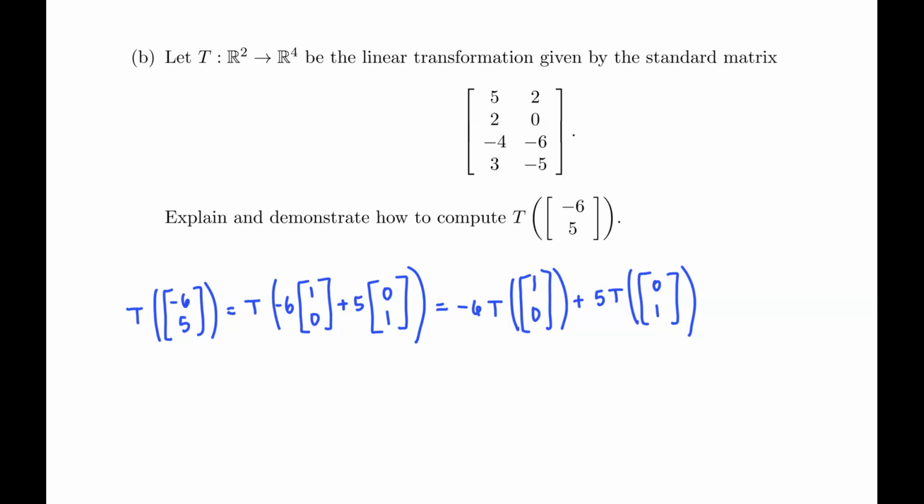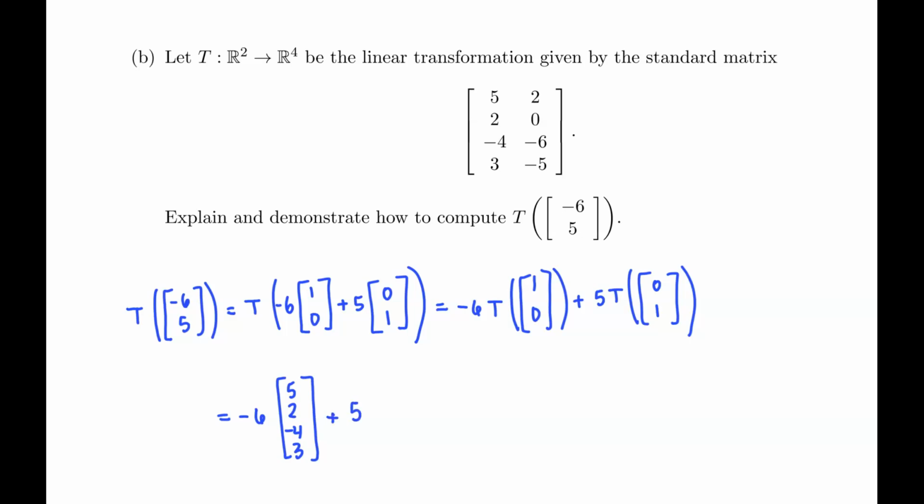Now, what I saw was a lot of students were really good at doing the transformations of those standard basis vectors and using that. But they went, okay, so this is now -6 times, and that transformed standard basis vector will be just that first column vector in our standard matrix, plus 5 times.